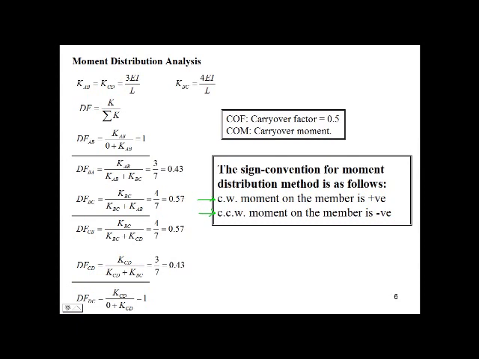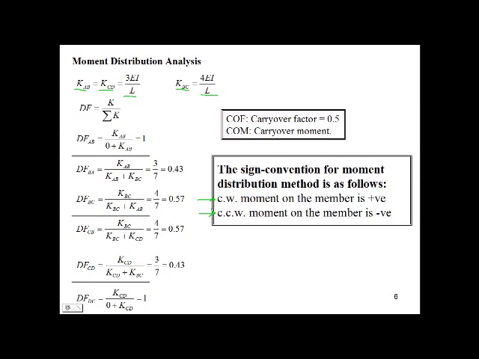Now we need to calculate the stiffness factors for all members. The stiffness factor for member AB equals the stiffness factor for member CD, and both are equal to 3EI over L. The stiffness factor for member BC is equal to 4EI over L.